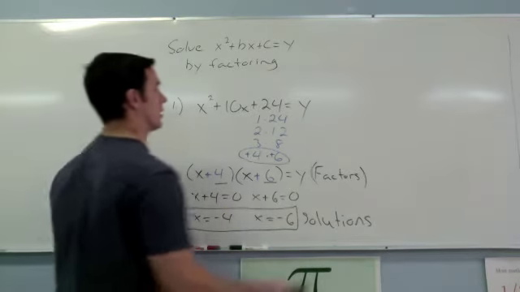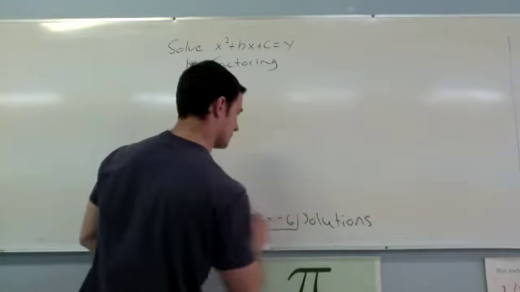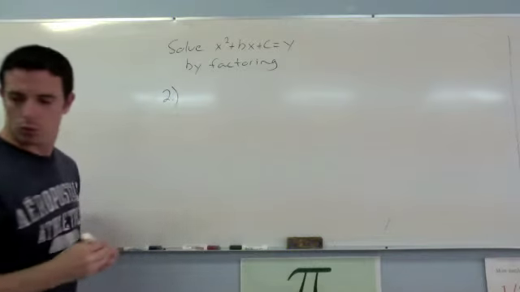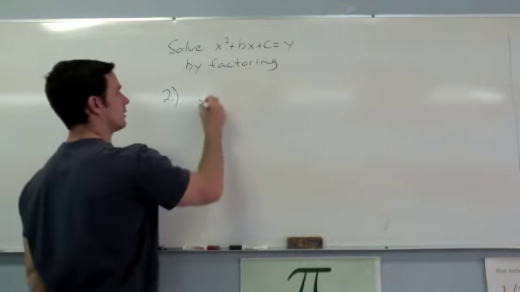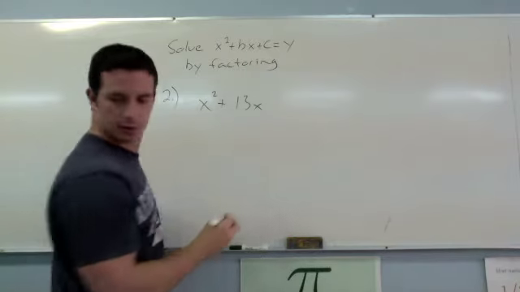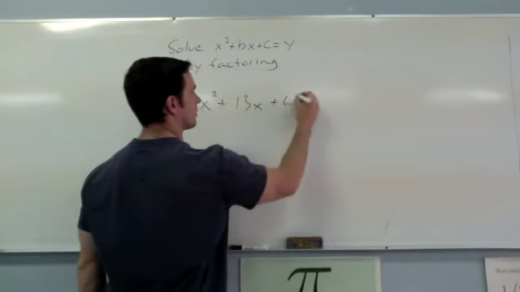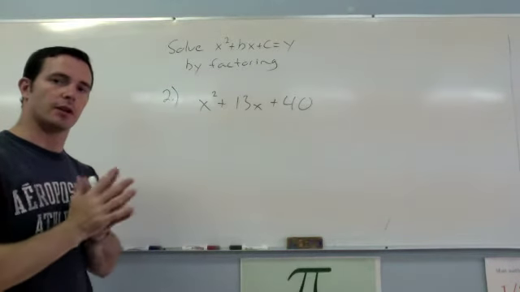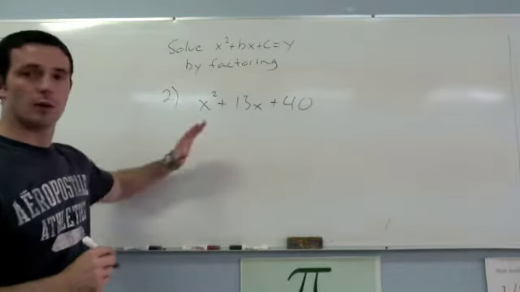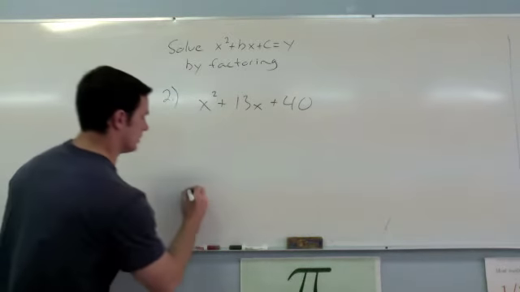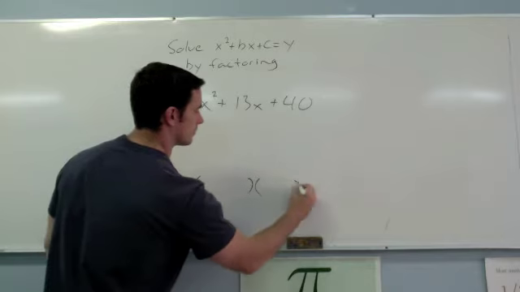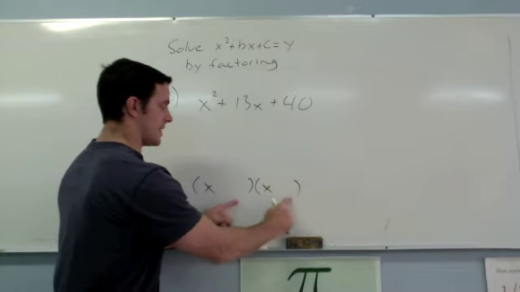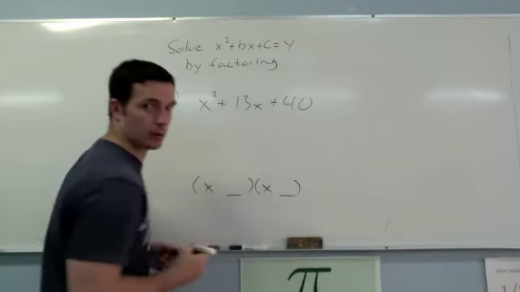Let's move on to another one. So, number 2. x squared plus 13x plus 40. Go ahead and pause it for a second if you'd like to see if you can solve it on your own. Now, what we're looking for again: I'm looking for 2 binomials. Both of them have to have x. I'm looking for the numbers in the back. Looking for this number, looking for that number.